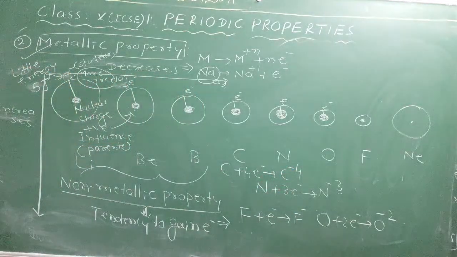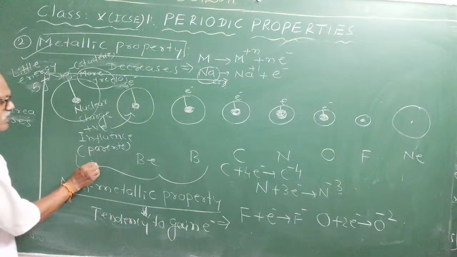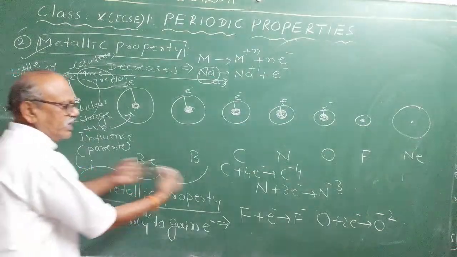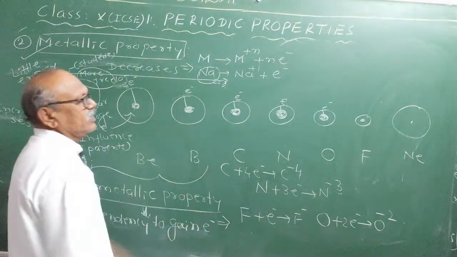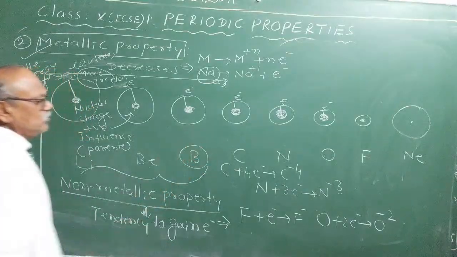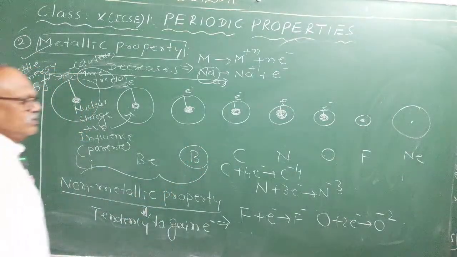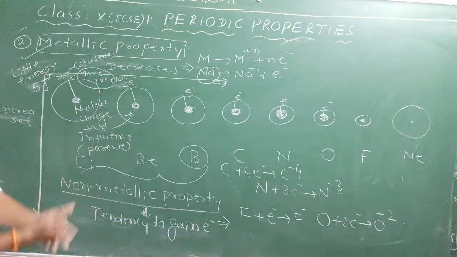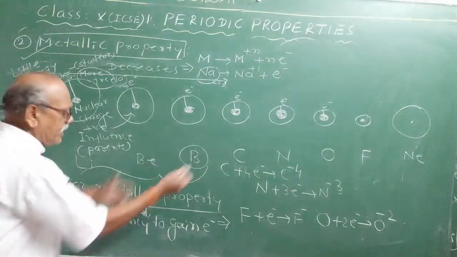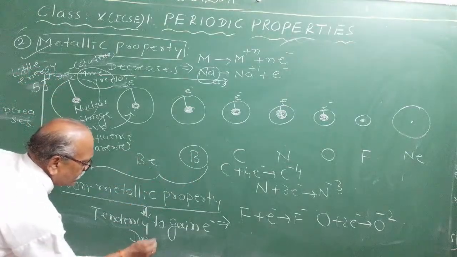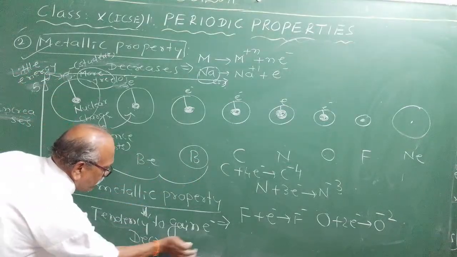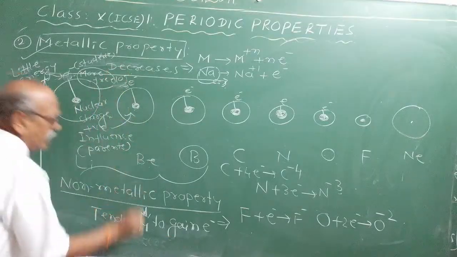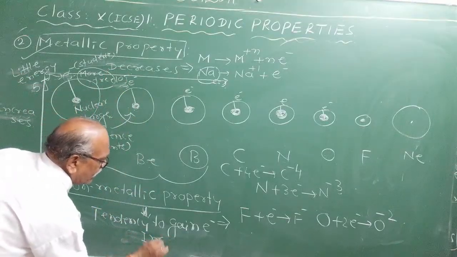Look here. Lithium has a tendency to lose electrons. Beryllium has a tendency to lose electrons. Even boron has the ability to lose electrons. Right? These non-metals have the tendency to gain electrons. Metallic property decreases, non-metallic property increases along the period.